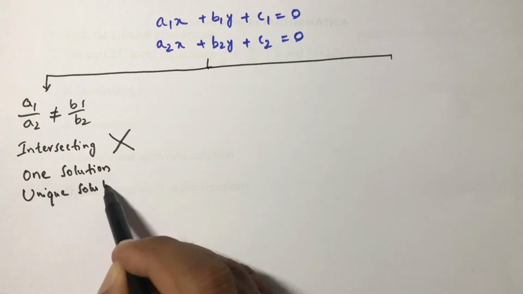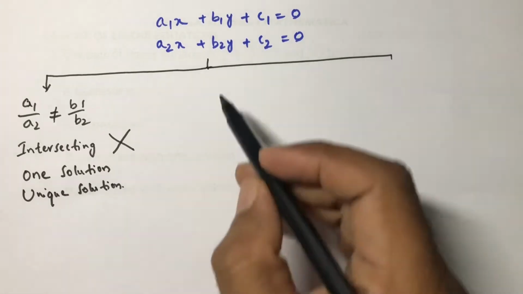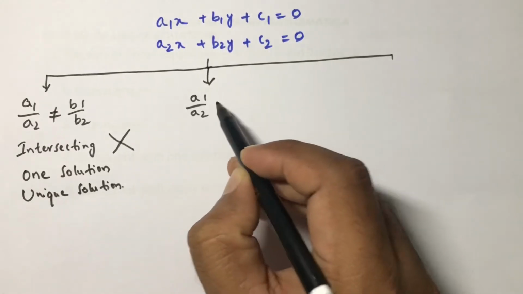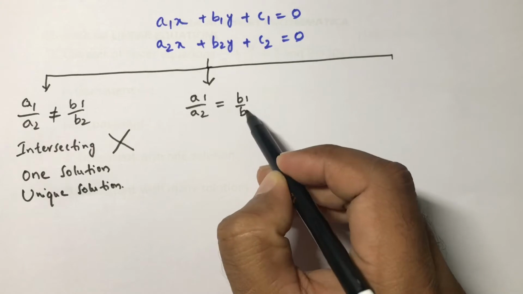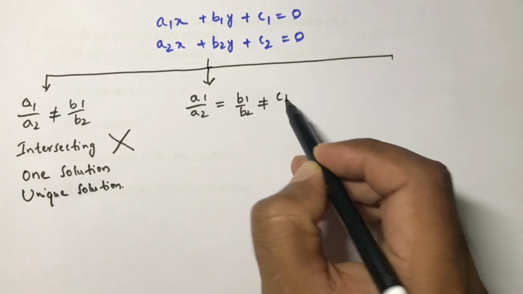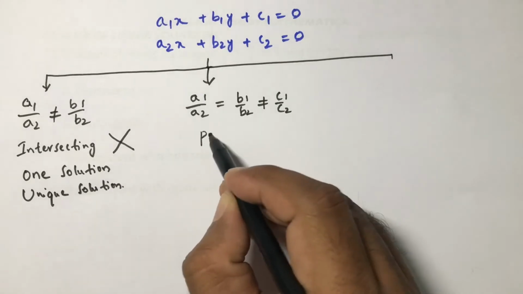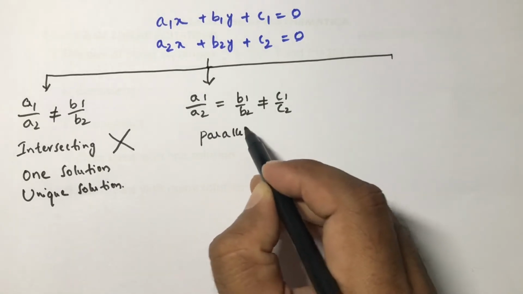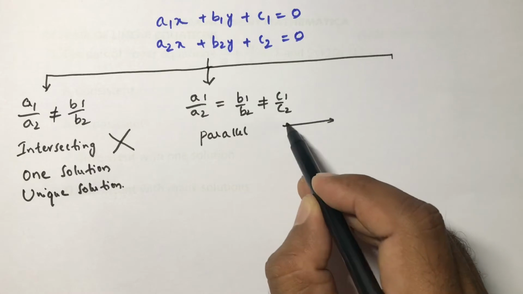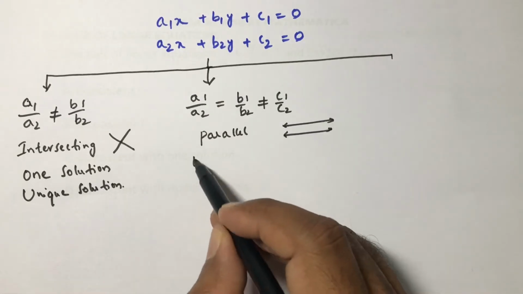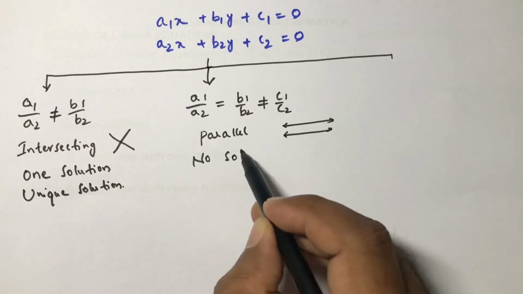Next, if a1 by a2 is equal to b1 by b2 and it's not equal to c1 by c2, then the pair of lines are parallel. If the lines are parallel, they will never meet each other, so we will not get any solution. So, no solution.